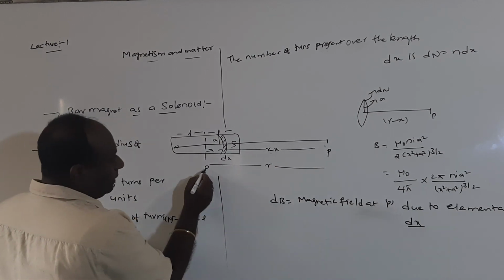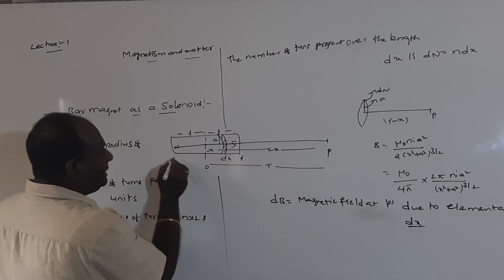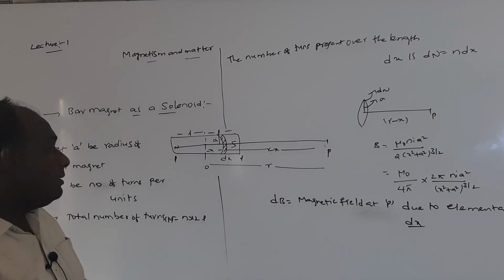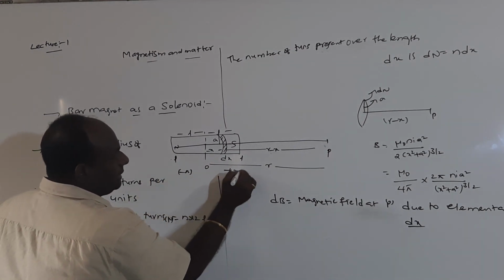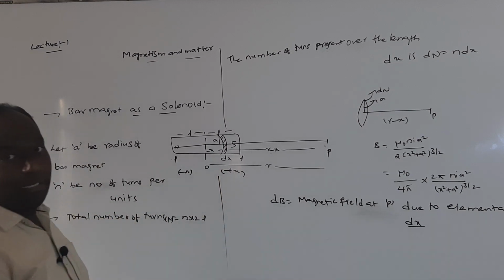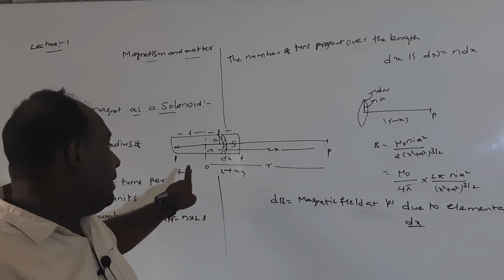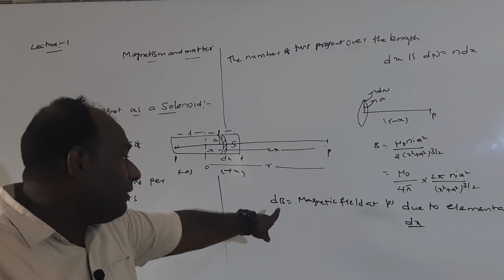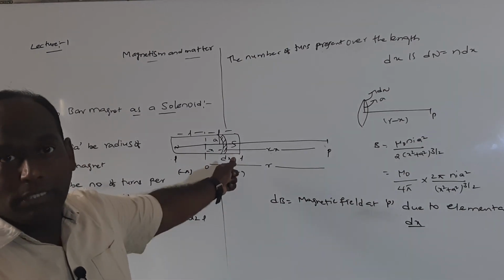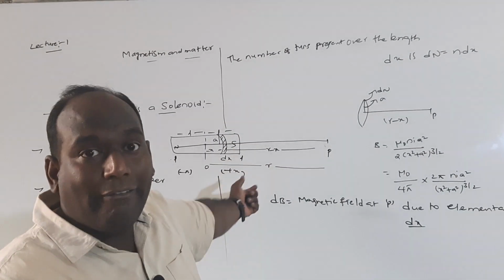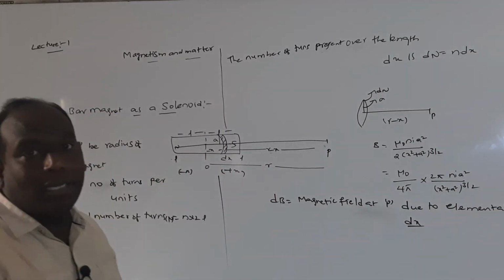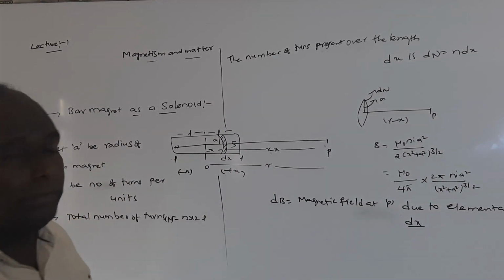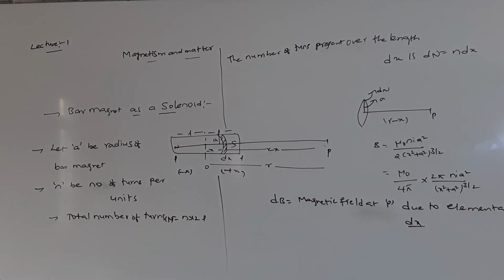If we consider this is O, one end is at a distance L and the other end is at a distance L. From the center, we can consider this the negative x direction and this the positive x direction. So the elemental portion ranges from where to where? Minus L to plus L. I can find the magnetic field due to the elemental portion, and then I will integrate this expression between the limits minus L to plus L. Then I will get the magnetic field for the entire portion. This is what I am going to do now.